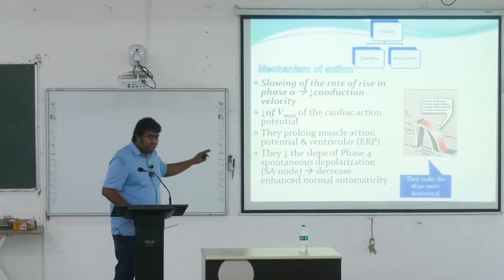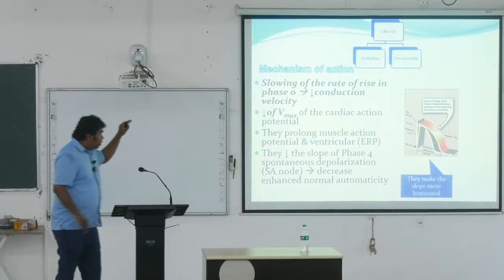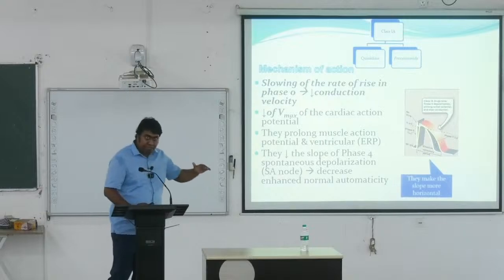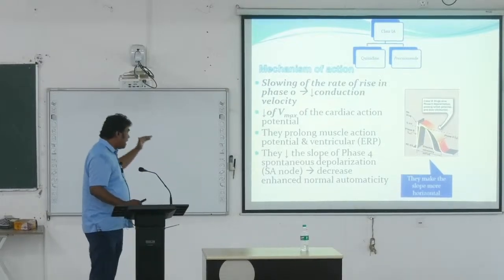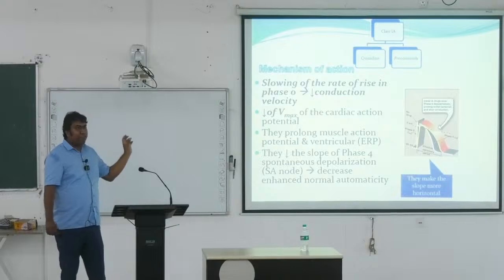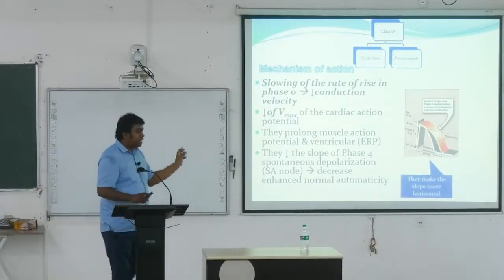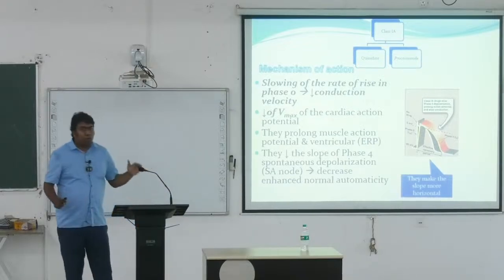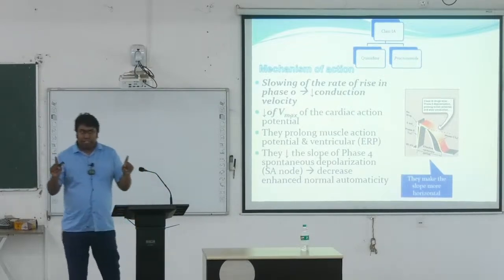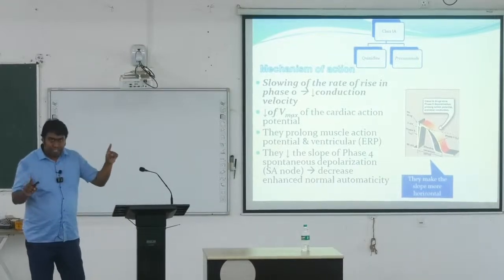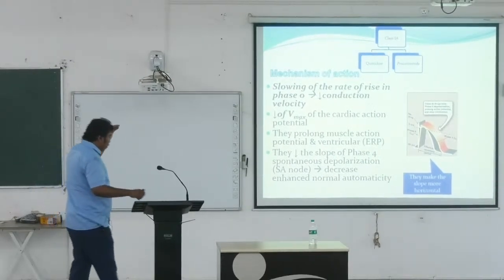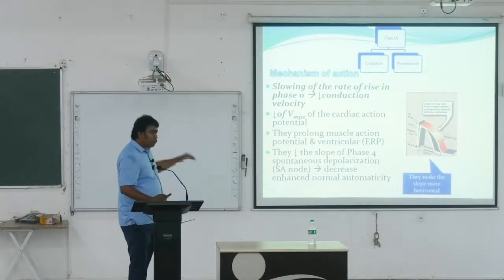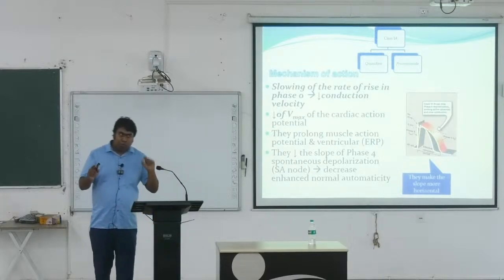Mechanism of action: slow rise of phase 0 reduces conduction velocity. Vmax will be less. They prolong the effective refractory period in the ventricle. And fourth, the slope of phase 4 will be reduced. So they are more effective on two phases, phase 0 and phase 4. Slowing phase 0 reduces conduction velocity; similarly, phase 4 reduces automaticity.